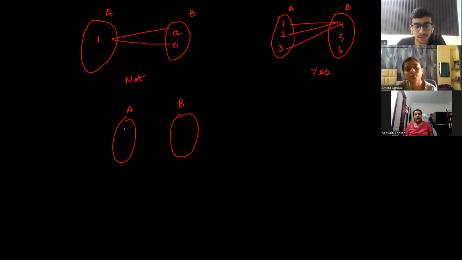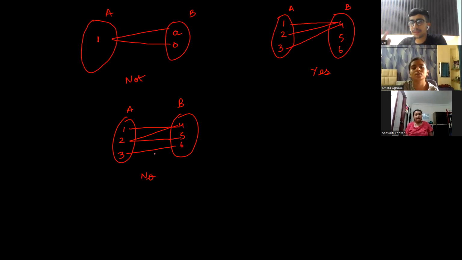A and B, 1, 2, 3, 4, 5, 6. So 1 is connected to 4, 2 is connected to 4, 5, 3, 6. Is it a function? No, sir. Why no? Because 2 is connected to two elements. ठीक है. So B can have multiple things, right? 4 can be connected to 2 images of A, right? B can have multiple images, but if there is a function from A to B, then A के पास only unique images होने चाहिए B में, right?